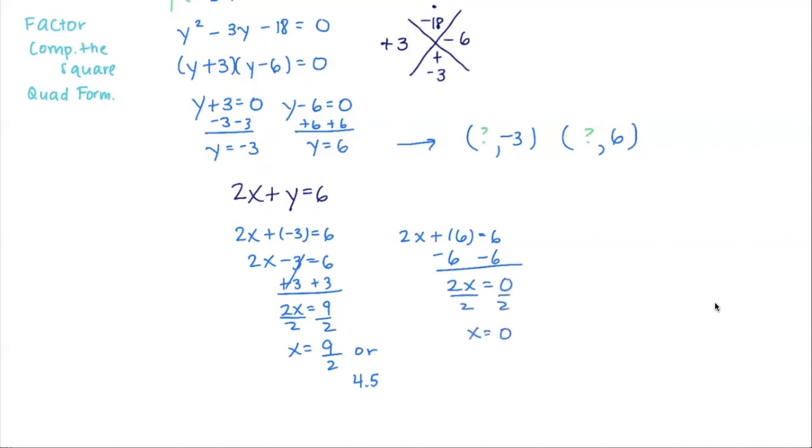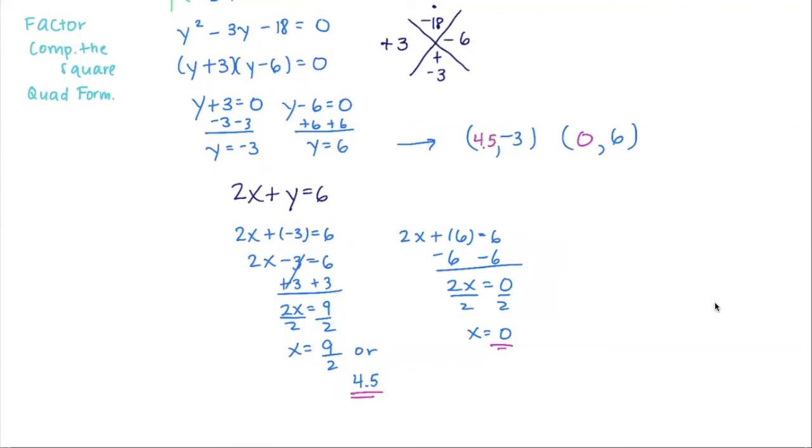And now I just have to go back and write these as ordered pairs. So I already know what my y coordinate is. So now I just have to use my x coordinate in the right spot. So here I had a 6 for y, so 0 will be x. And for this next one, I had a -3 for y, so 4.5 will be my x.